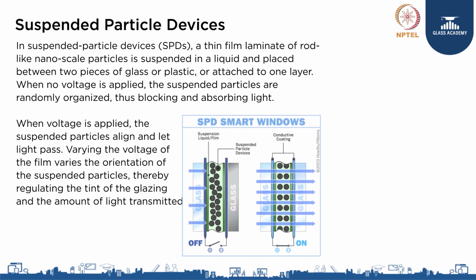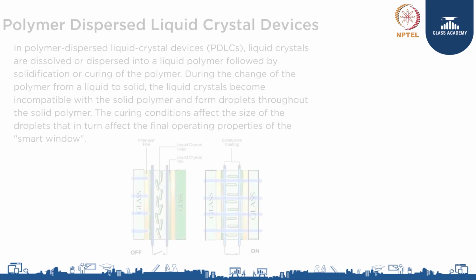Varying the voltage of the film varies the orientation of suspended particles, thereby regulating the tint of the glazing and the amount of light that is transmitted. So by the voltage, we can make these devices from opaque to transparent, and depending on the voltage, we can attain any degree of transmittivity in between.